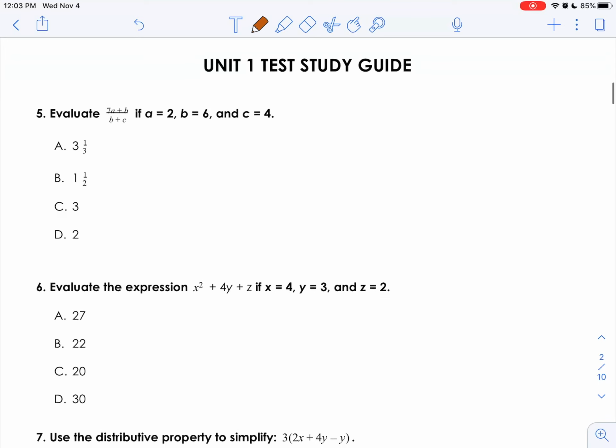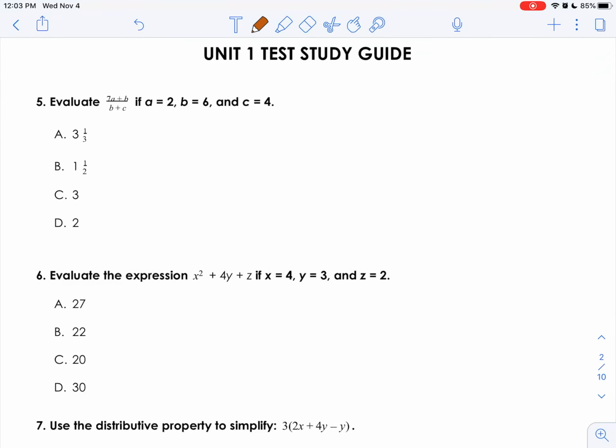Moving on, this is another order of operations question involving substitution, so I'm going to use the same strategy that I just used. Anytime I see A, I'm going to put a 2. Anytime I see B, I'm going to put 6. There's actually 2 B's, and anytime I see C, I'm going to put 4. So I'm just going to plug these in first.